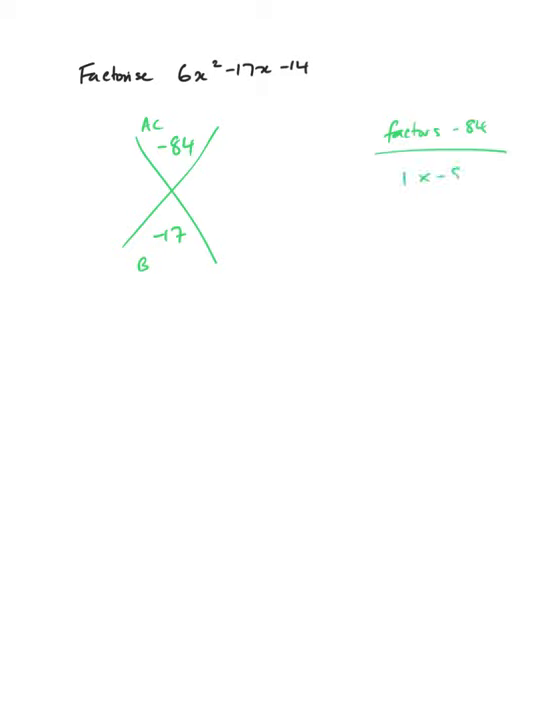So I could have 1 times minus 84 or minus 1 times 84. I can have 2 times minus 42 or minus 2 times 42. I can have 3 times minus 28, or minus 3 times 28. I can have 4 times minus 21 or minus 4 times 21. Now I'm going to stop there because I know the difference between 4 and 21 is 17. I need minus 17. So minus 4 add 21 is plus 17, 4 take away 21 is minus 17, so I know that I need this one here.